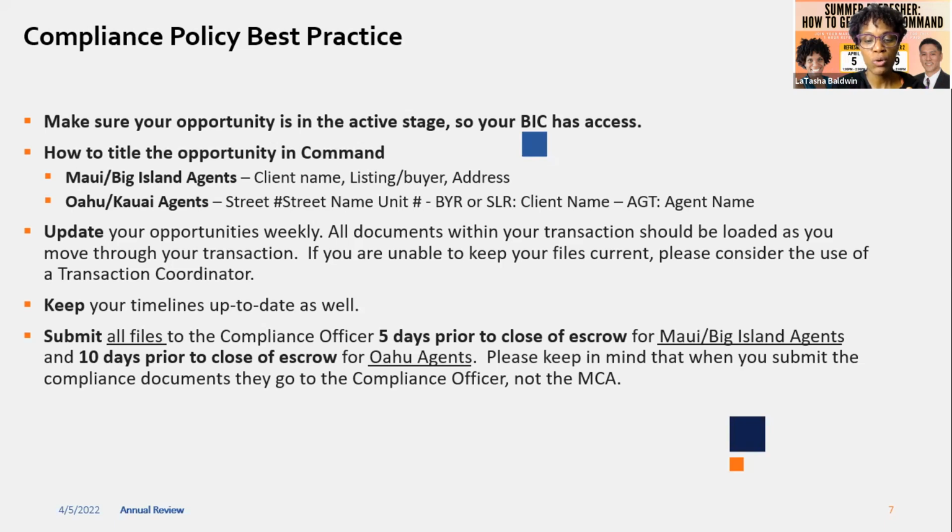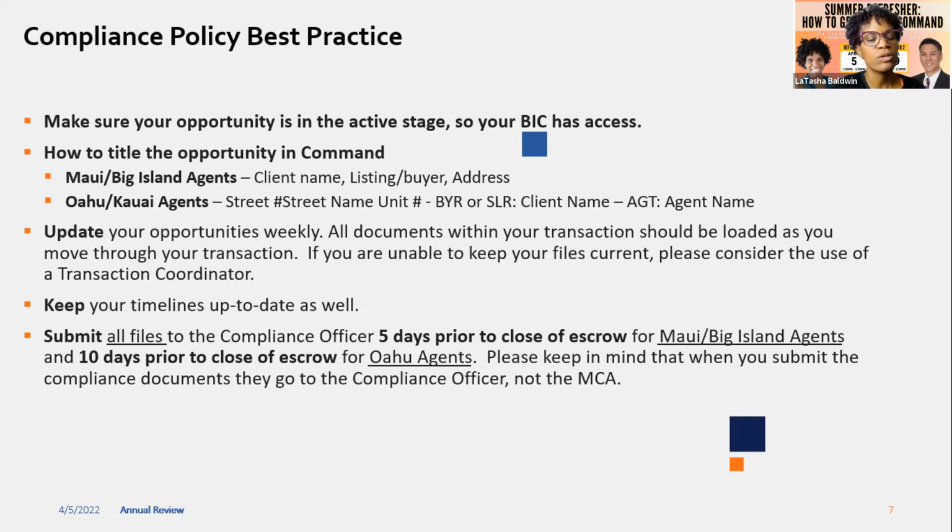Kerry's going to show us how to do that shortly. But the reason why you want to make sure it's in the active stage is because if your BIC has any questions, if it is in any stage before active, they cannot see it. So you just want to make sure that it's in the active stage once you begin loading documents so your BIC has access. How to title the opportunities?